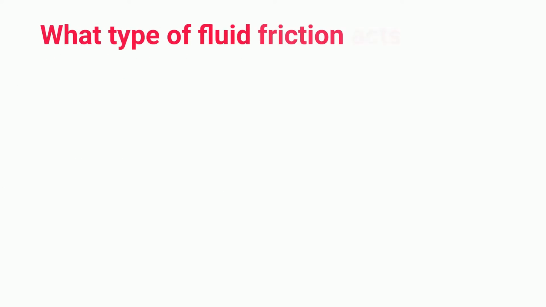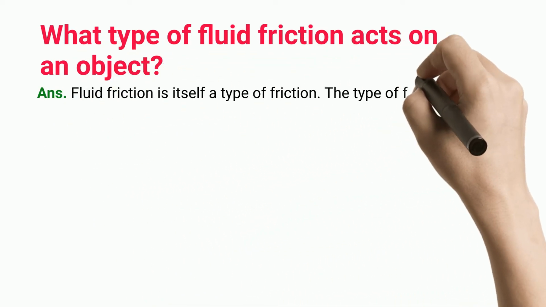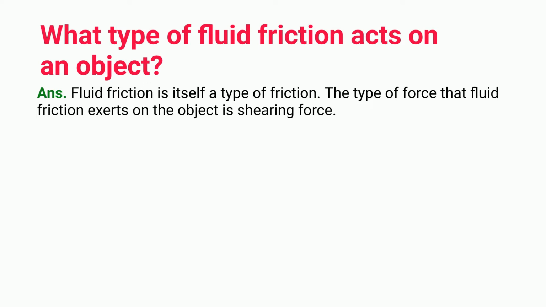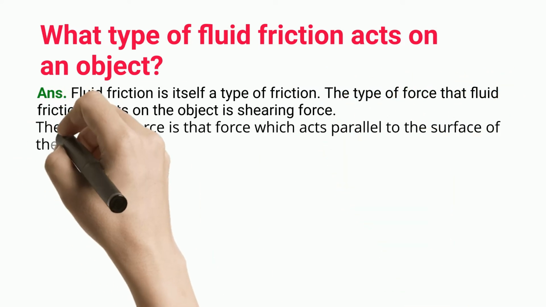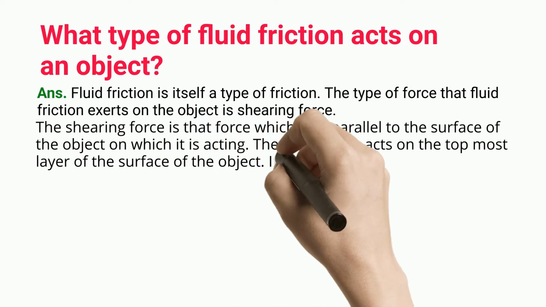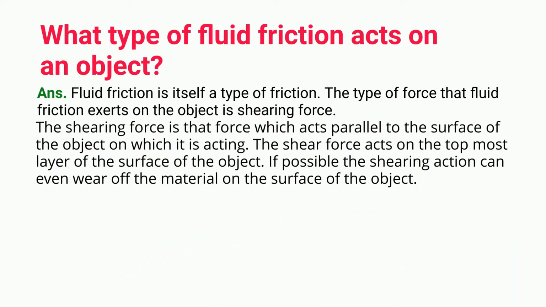What type of fluid friction acts on an object? Fluid friction is itself a type of friction. The type of force that fluid friction exerts on the object is shearing force. The shearing force is that force which acts parallel to the surface of the object on which it is acting. The shear force acts on the topmost layer of the surface of the object. If possible, the shearing action can even wear off the material on the surface of the object.